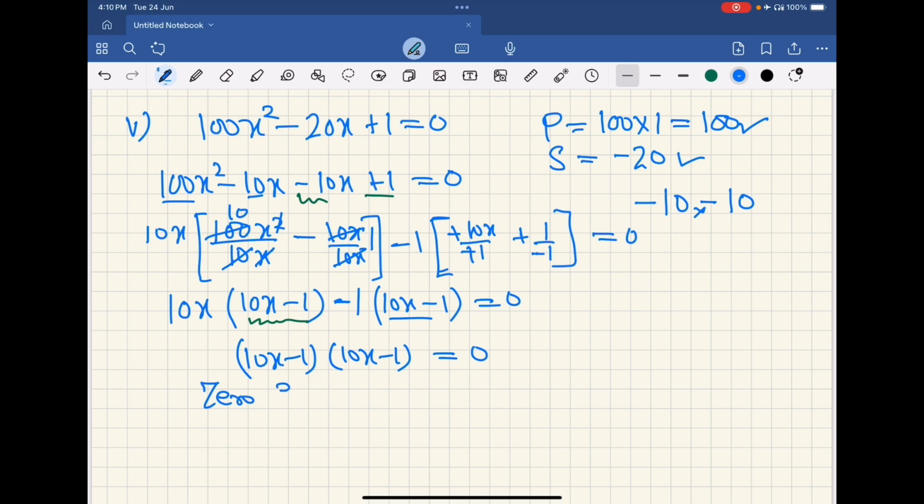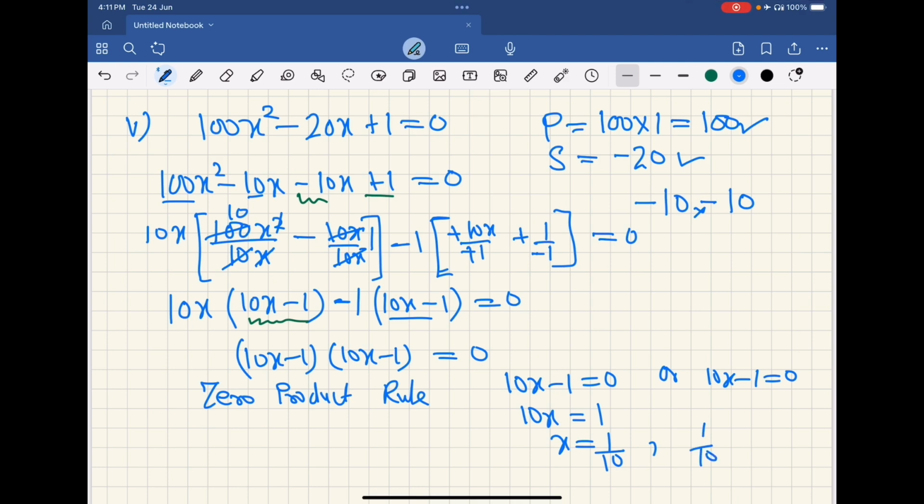Then we use the zero product rule. Using that we are saying 10x minus 1 is 0 or 10x minus 1 is 0. We can see the answer would be the same for both. So 10x equals 1, x equals 1 by 10, and from there also we will get this. Again in this question also we saw that both the roots are the same. Okay, why this happens and what its implication is, that we will learn in the next chapter.